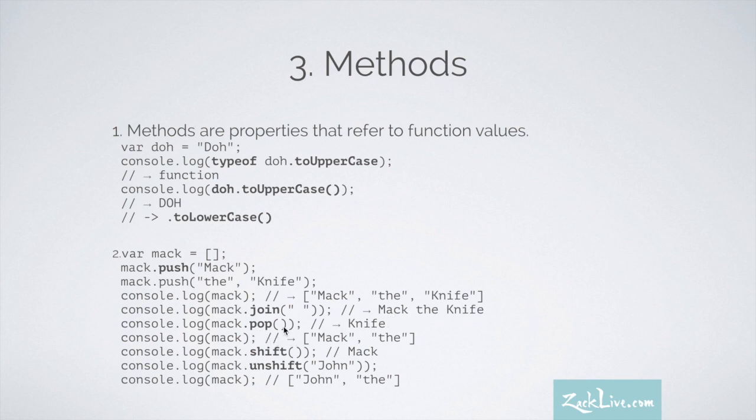And then pop is the opposite. Pop does the opposite of push. It gets the last element from an array and deletes it from the original array. So in this example, we use pop on Mac and the knife. We will get knife, and the original array will be just Mac and the.